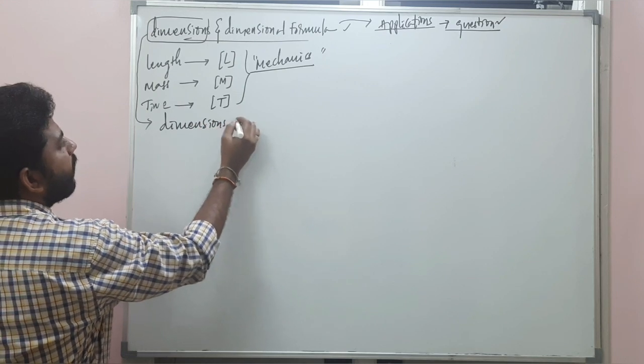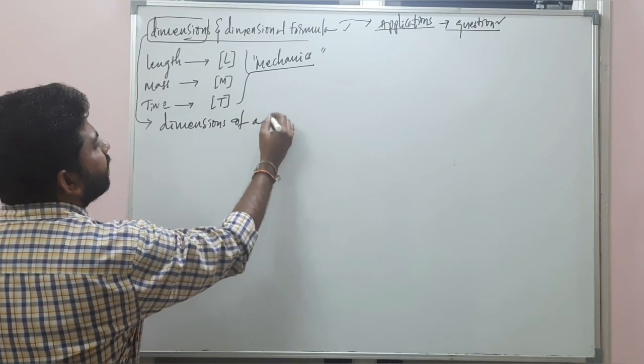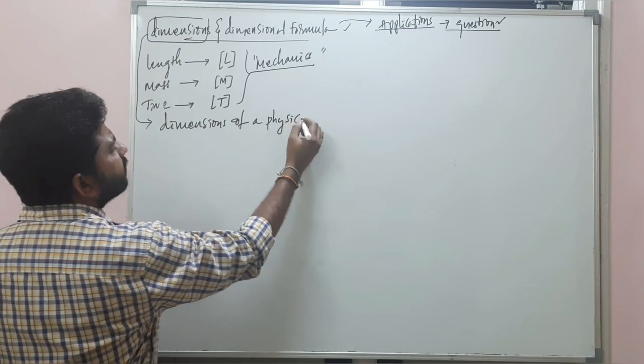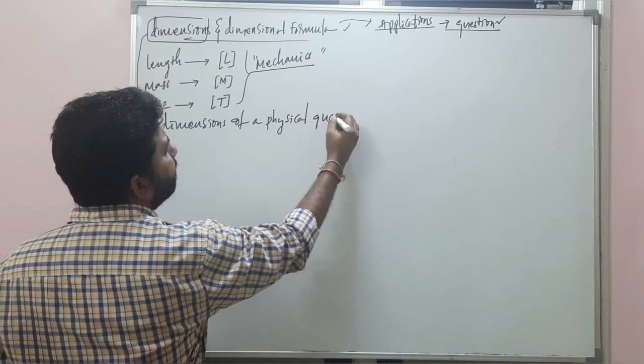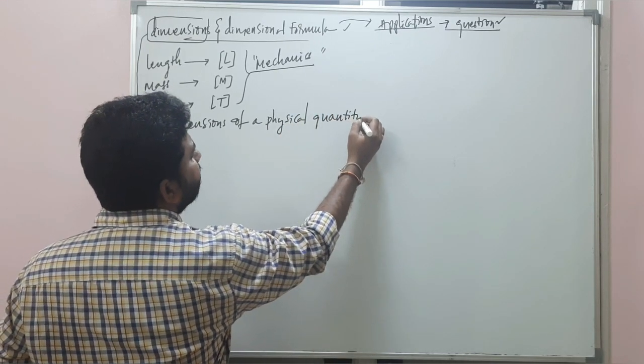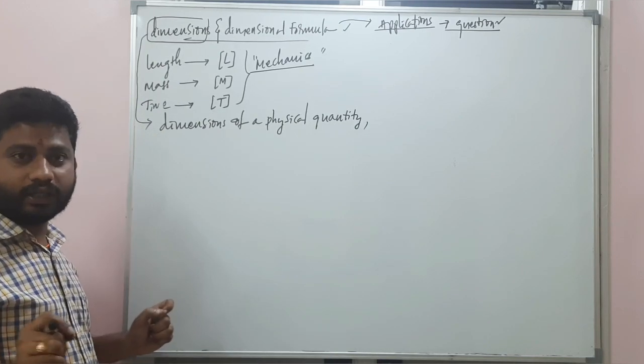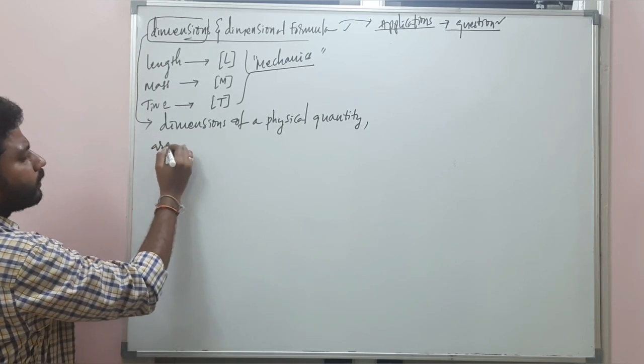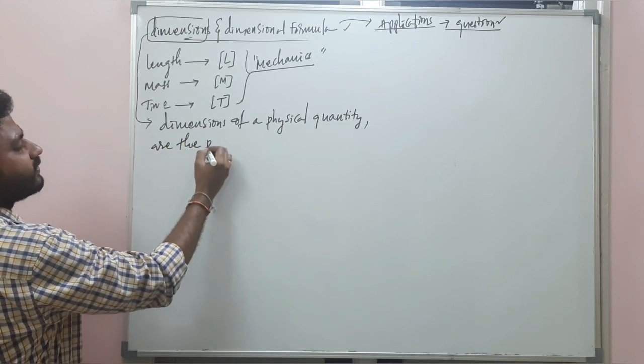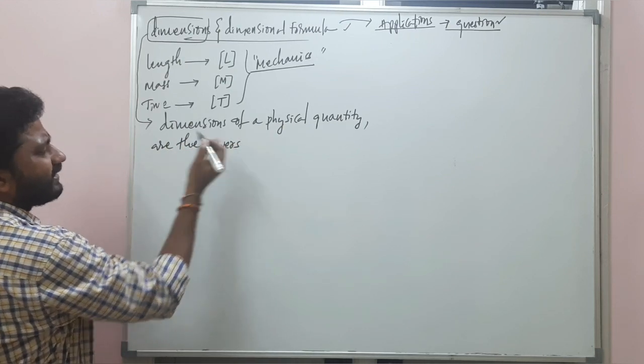Dimensions of a physical quantity. See, any physical quantity will have a dimension. That's what I'm writing. Dimensions of any physical quantity are the powers. Dimensions are the powers. That's it.